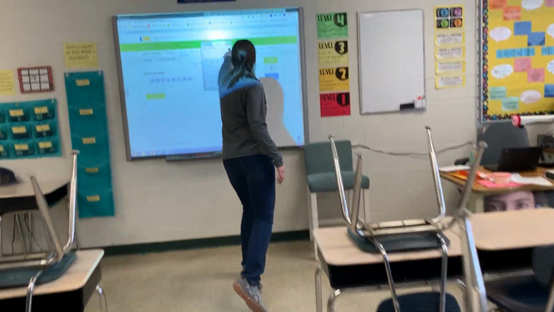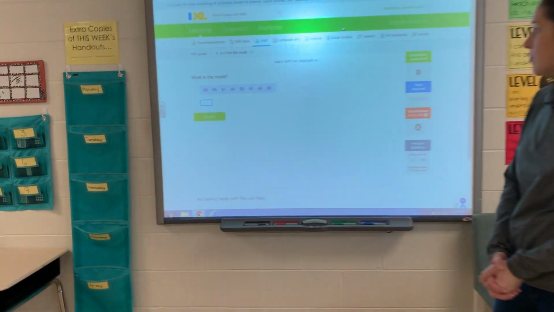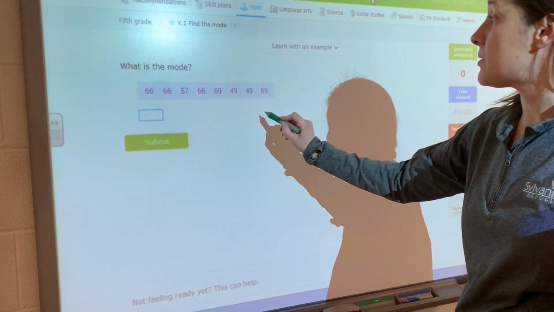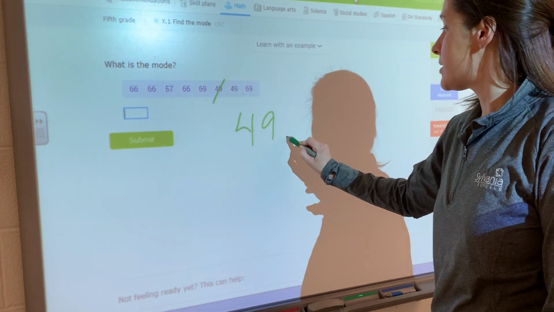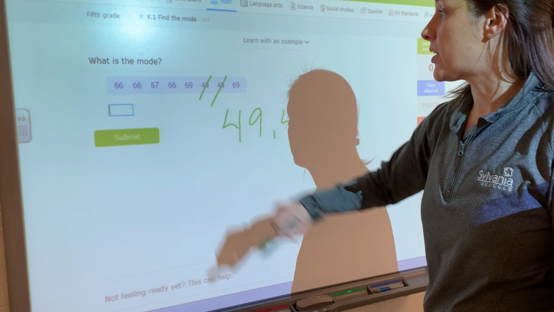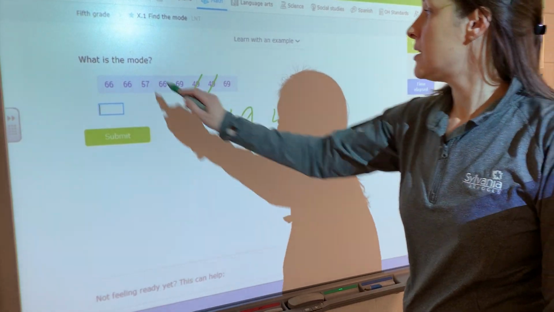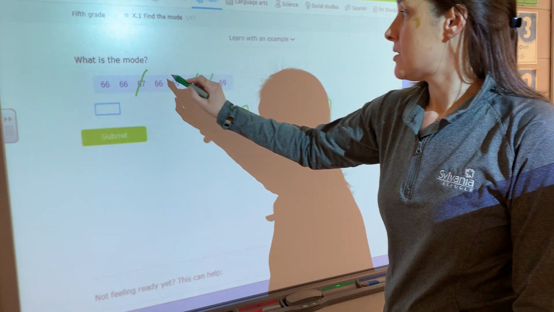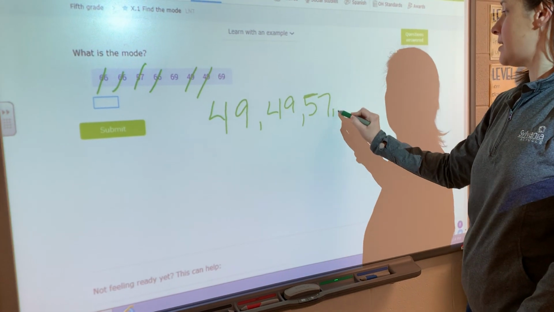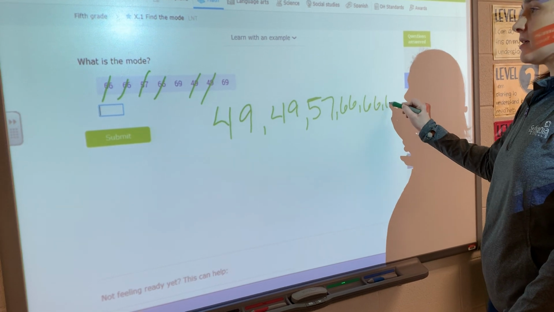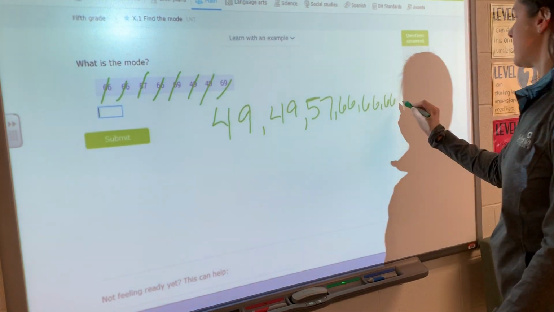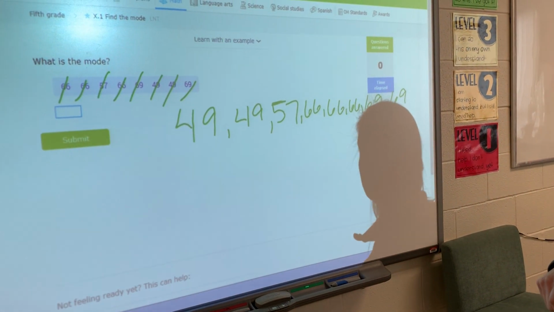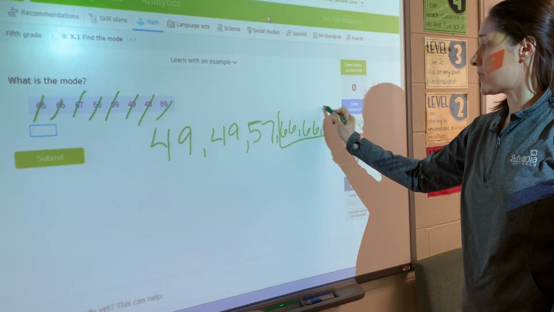The mode in this set of data, once again, they are not in order. If you want to put them in order because that's going to help you, just like we did on the previous videos, go ahead and put them in order. We suggest crossing them out. Looks like I have a 57 next, 3 66s, and 2 69s. Now, admittedly, at my first glance, I thought it was going to be 49. I did not catch the third 66.